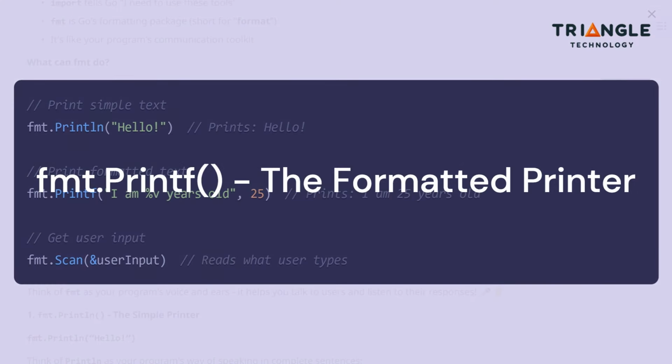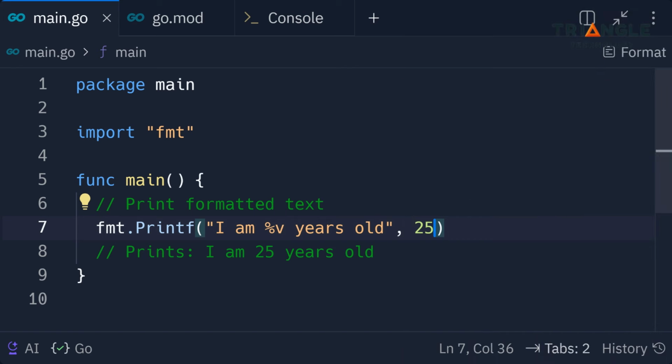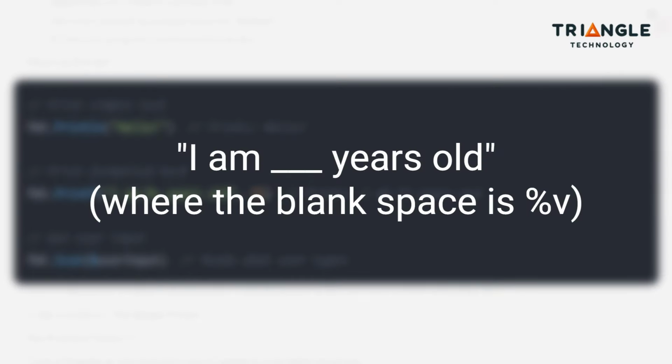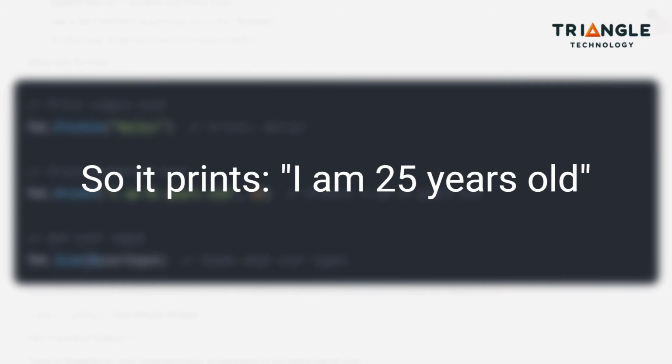fmt.Printf, the formatted printer. Printf is like having a template for your message where you can fill in the blanks. In this example, %v is a placeholder that gets replaced with the value 25. It's like saying, I am blank years old, where the blank space is %v. Then Go fills in that blank with 25. So it prints, I am 25 years old.